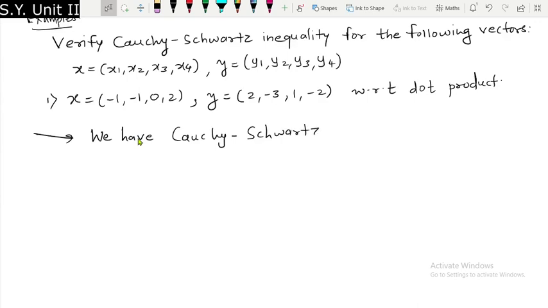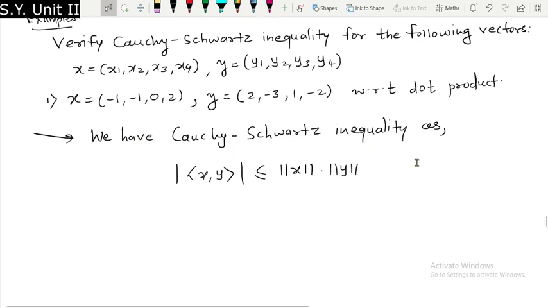Schwarz inequality. What is it? Mod of inner product of x with y is less than or equal to norm of x multiplied by norm of y. So first of all, we'll find the LHS.